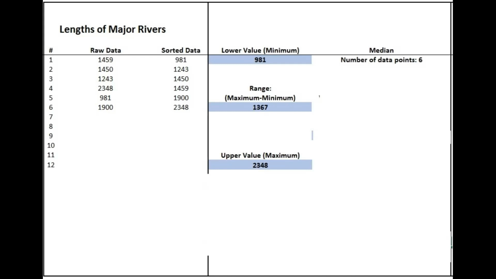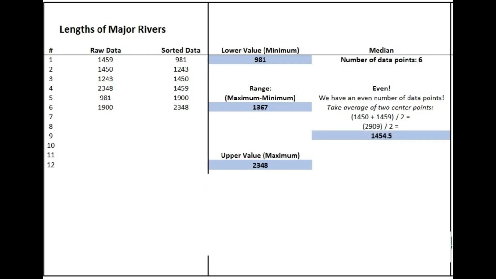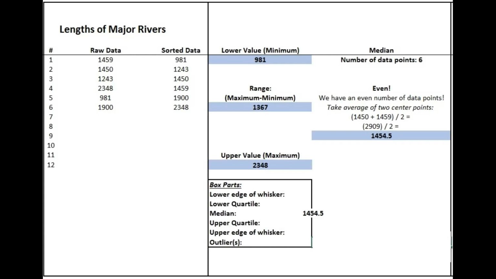If you notice, we have 6 data points. That's an even number, so we're going to have to find the average of the center 2 points. That's 1450 plus 1459 divided by 2. So that's 2909 divided by 2. 1454.5 is our median. So let's put this in our box. We're ready to start building our box and whisker plot. That's our first step.